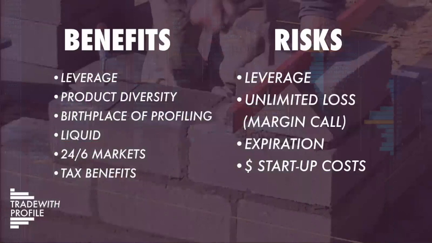Final benefit is the tax benefit. In the stock world, if you're doing positions, you have to account for every single position on your taxes. It's tedious. It's not a lot of fun. On the futures side, you get a 1099 at the end of the year, and you can submit that as part of your taxes. You don't have to list every trade, and that's a really, really cool benefit.